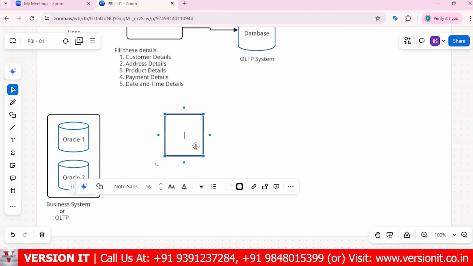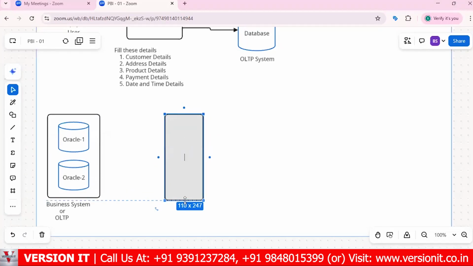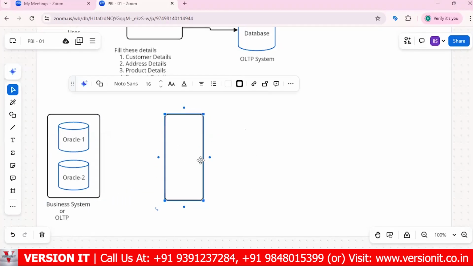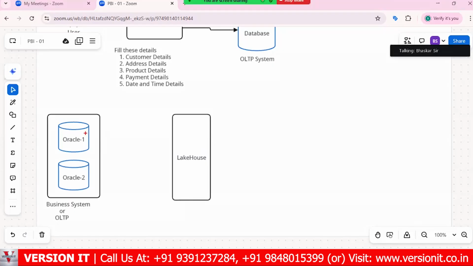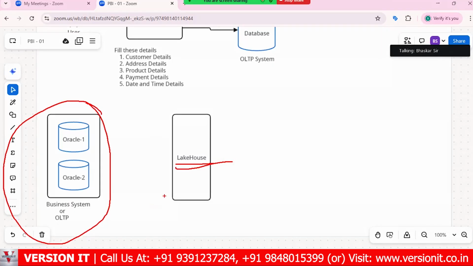So as part of Fabric, we are going to have a lakehouse. We are going to use the target as a lakehouse. Now, how can you bring the data from here to here? Who is going to bring the data from the business systems to the lakehouse? What is a lakehouse, how can we create a lakehouse, and how are we going to load the data into the lakehouse? We are going to see that.